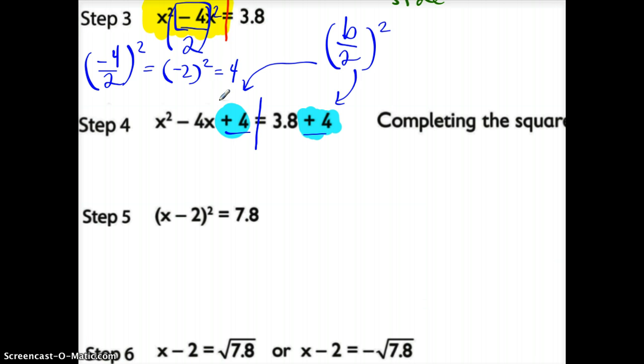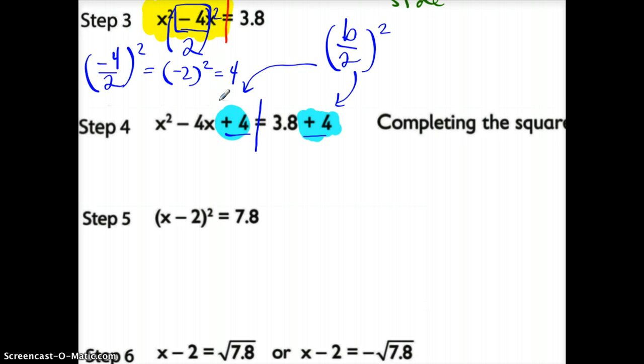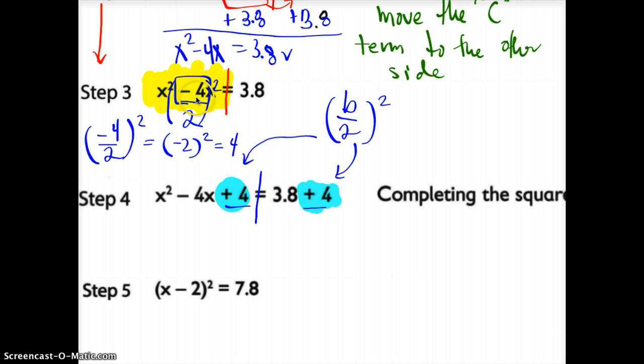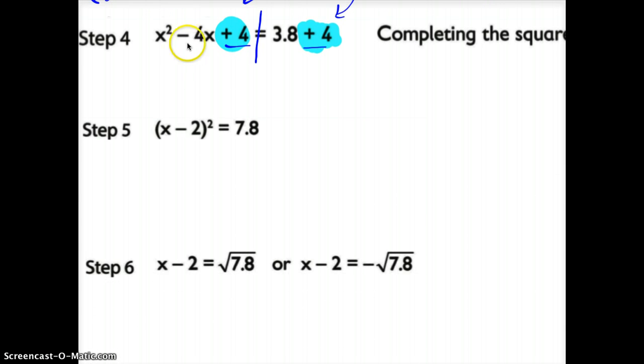Okay, I'm going to move down. If you need to, pause it, write it down, take a picture, whatever it is. Now 4 to 5. Now remember I said here in step 3 we're going to make this into a perfect square. This right here is what we call a perfect square trinomial. Let me write that down for you guys. This is a perfect square trinomial.